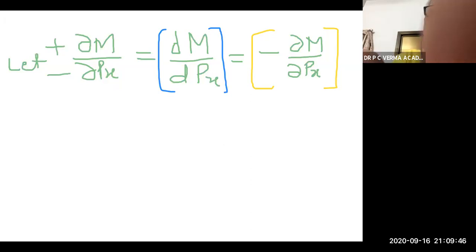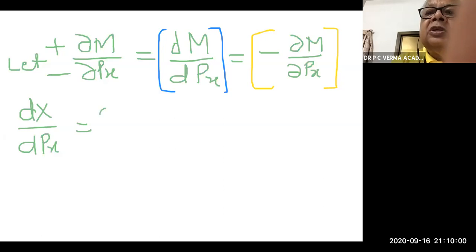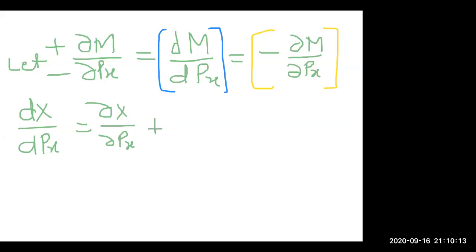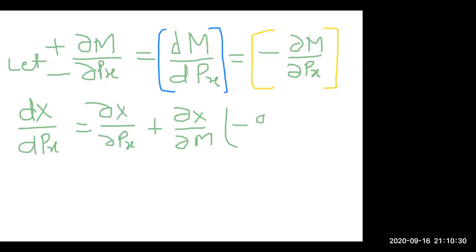Then we will have dx by dpx, the first term, equal to the second term, which is del x by del px partial, plus we will again put del x by del m, and we will put dm by dpx by this equation, del m by del px.